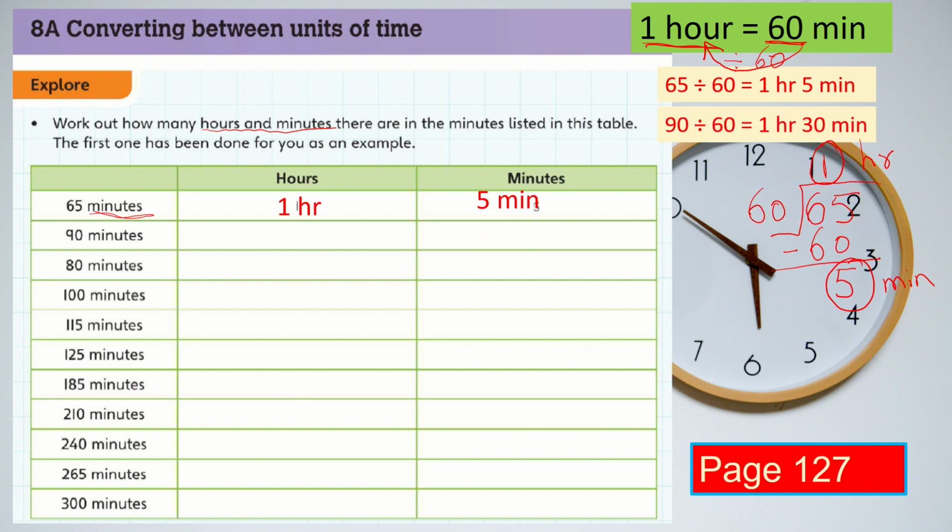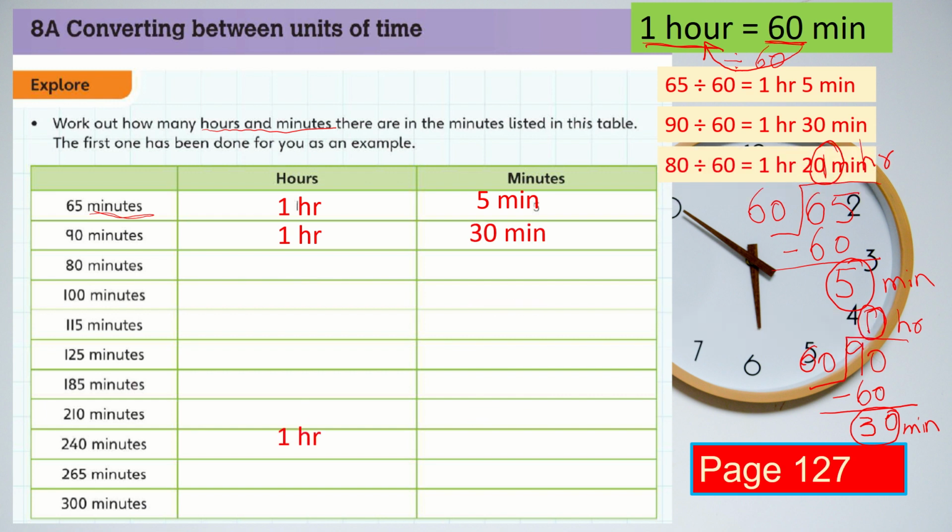Now let's talk about 90. Let's do it again with the same procedure. 90 inside, 60 outside. 6 ones are 60. Subtract and you will get 30. So the top number will be 1 hour and the remainder will be minutes. So it is 1 hour and 30 minutes. Similarly, 80 divided by 60, you will get 1 hour and 20 minutes. With 100, 40 will be remaining, and 1 hour.